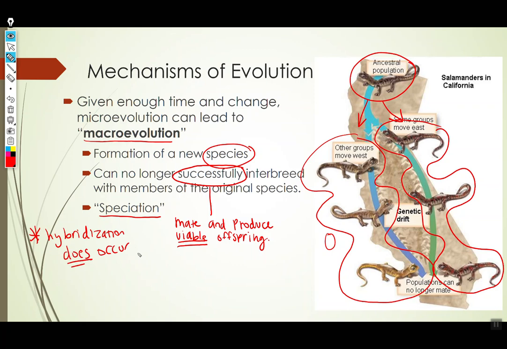All right, so that's the sort of mechanism of macroevolution. So in this case, these two halves of the population were separated by a large geological feature, but it can happen other ways as well.